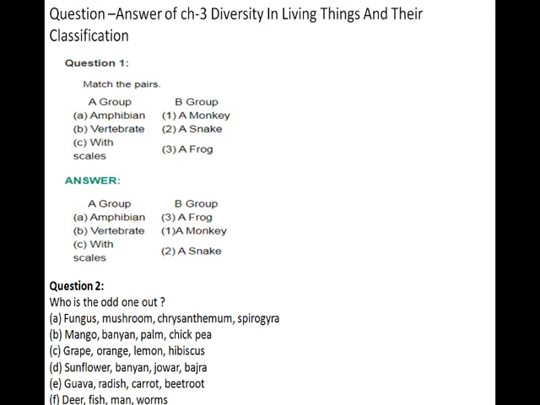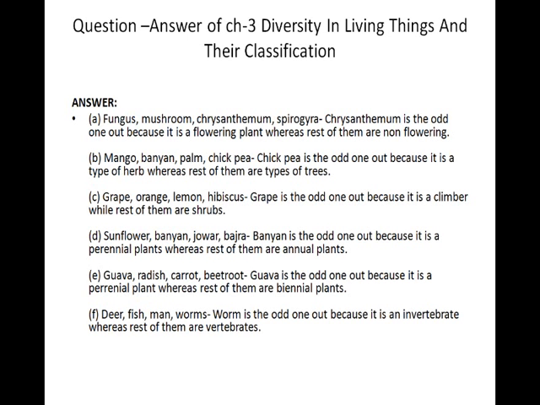Now the second question is mango, banyan, palm and chickpea. Mango, banyan and palm are a kind of tree, while chickpea is the odd one out because it is a type of herb, whereas the rest of them are types of trees.